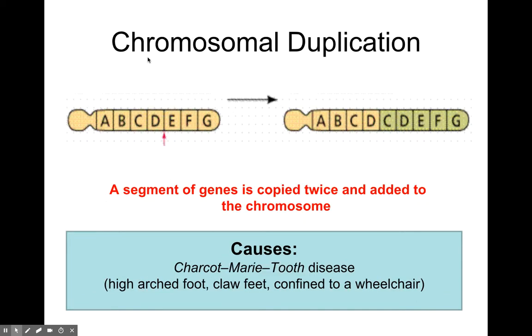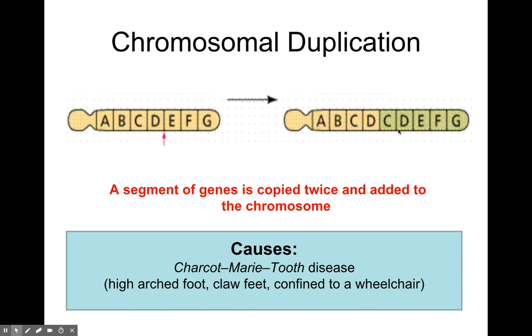All right, so in this case, this is a chromosomal duplication. So instead of deletion, we're adding genes. So here, a segment of genes is copied twice and added to the chromosome. So our normal chromosome is on the left. It's A, B, C, D, E, F, G. These are all the different genes. And right here, where the little red arrow is, we're going to have a duplication. So we've duplicated genes C and D.